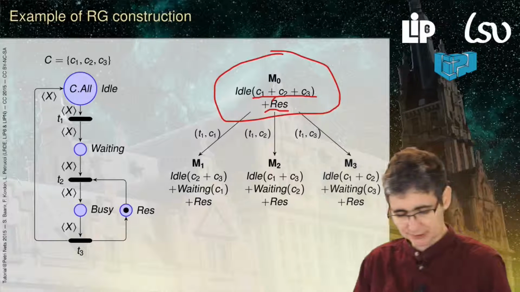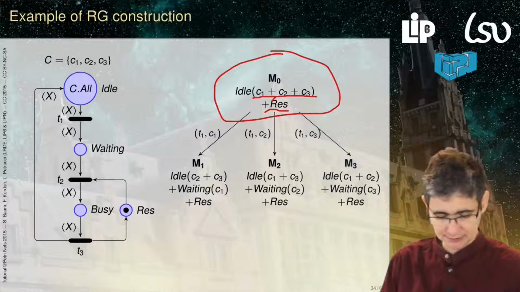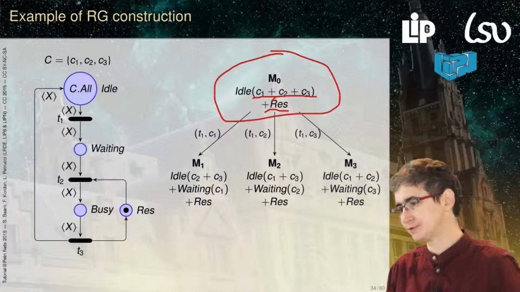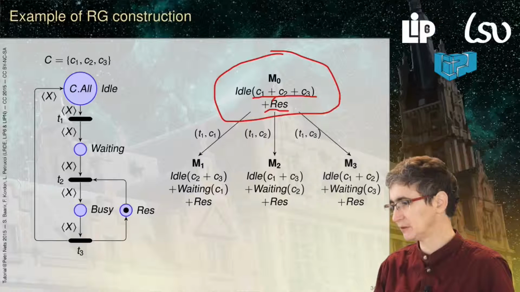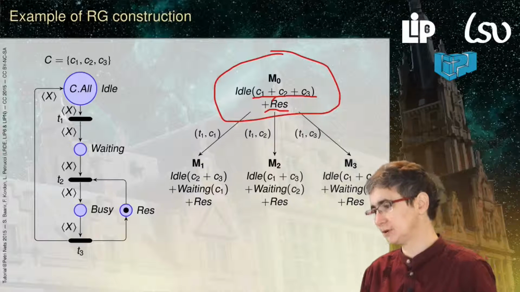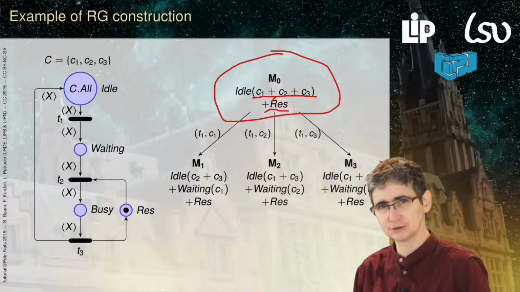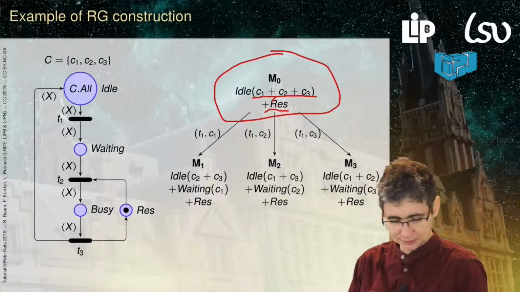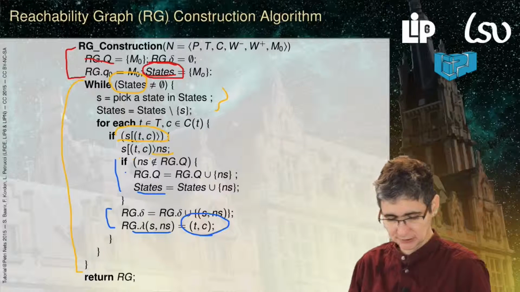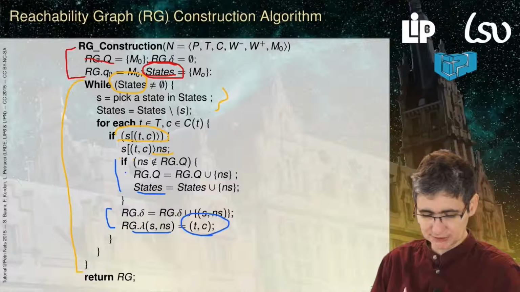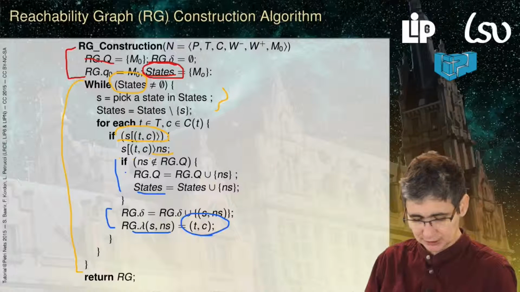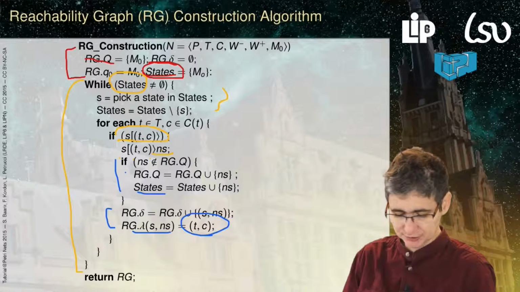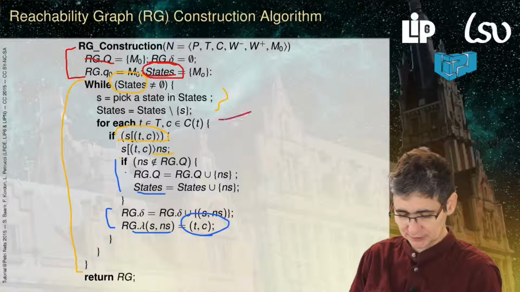So you can try to fire T1, and you can fire T1 in three different manners. One of them is using token C1, one of them is using token C2, and the last one is using token C3. So if we go back to the reachability graph construction algorithm, you can see that from that initial state you will have three possibilities for this loop here.